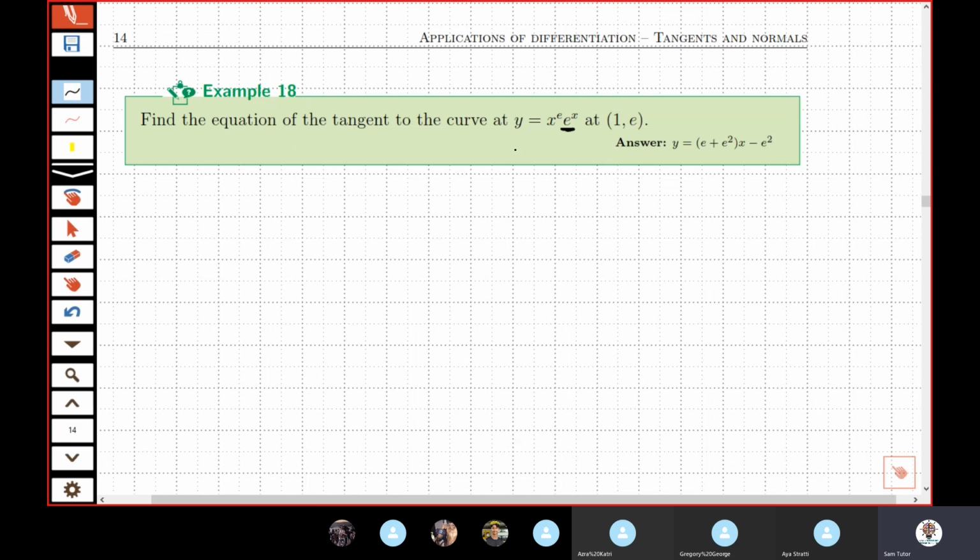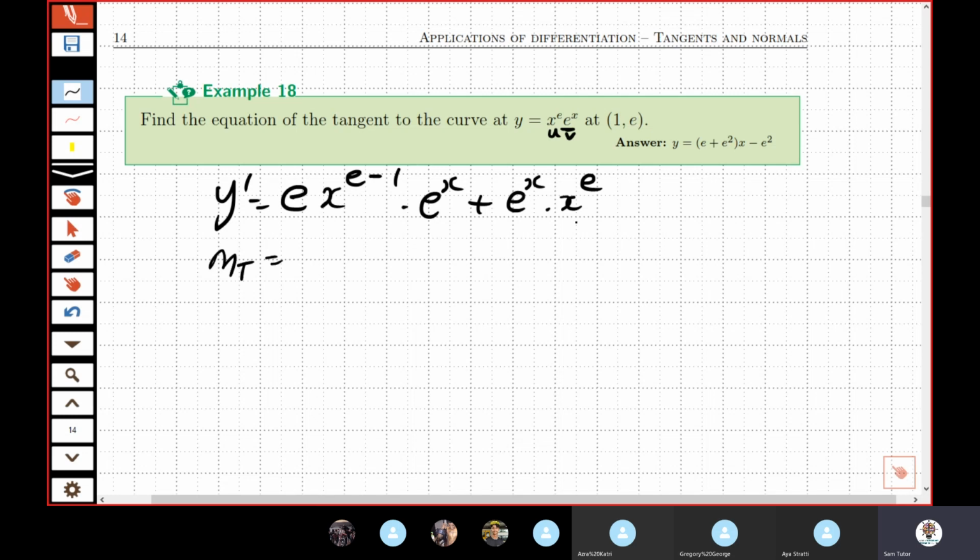Okay, find the equation of the tangent. So like I said, this is u, this is v. Careful, u dash. You bring the e down. That's just a number. x to the power of e minus 1 times v, plus v dash. Well, that's an exponential, so that becomes e^x times u, which is x^e. And then, of course, you just sub in 1.